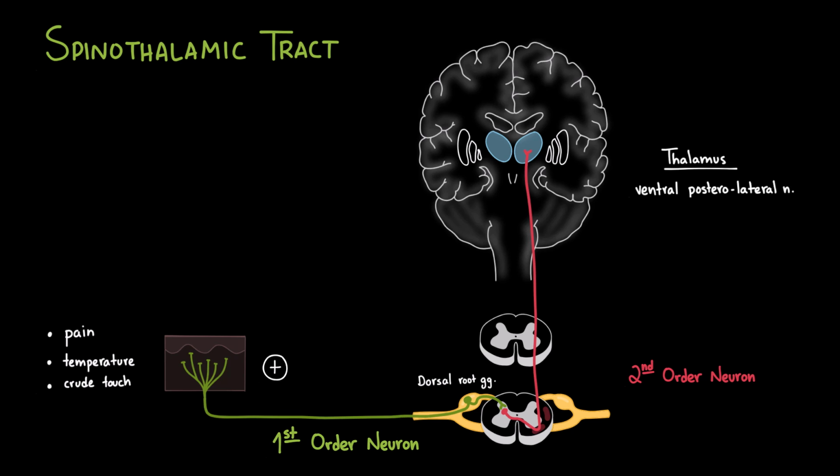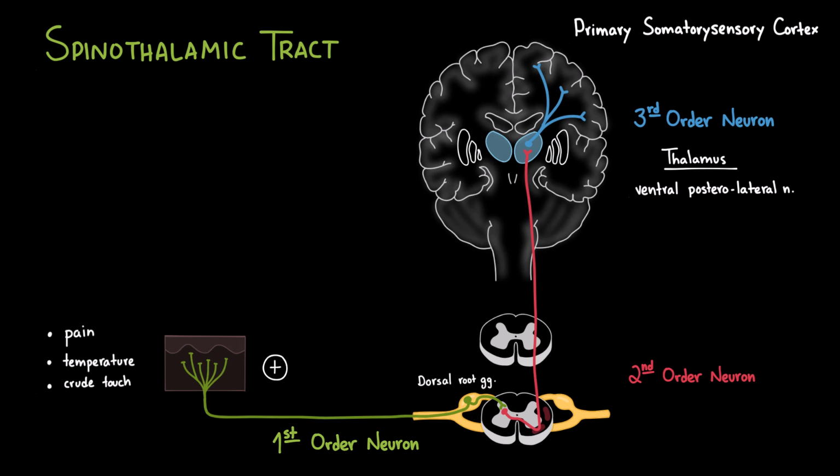the ventral posterolateral nucleus. Here, they synapse with the third-order neuron that goes from the thalamus through the internal capsule and into the primary somatosensory cortex, located in the post-central gyrus of the parietal lobe. And that's where perception truly happens. This is the moment when you consciously feel pain, temperature, or crude touch, and your brain can interpret what's happening and where it's happening. But this isn't always the exact path that the spinothalamic tract uses.